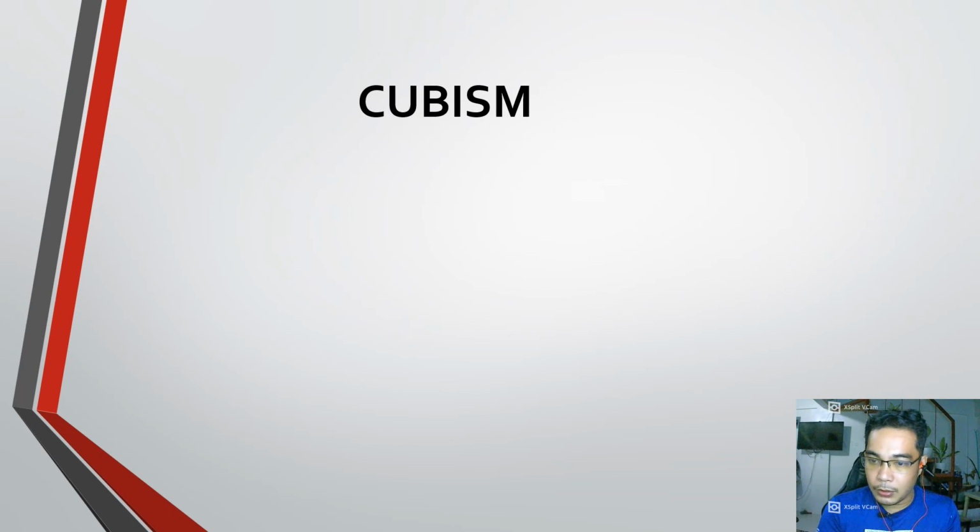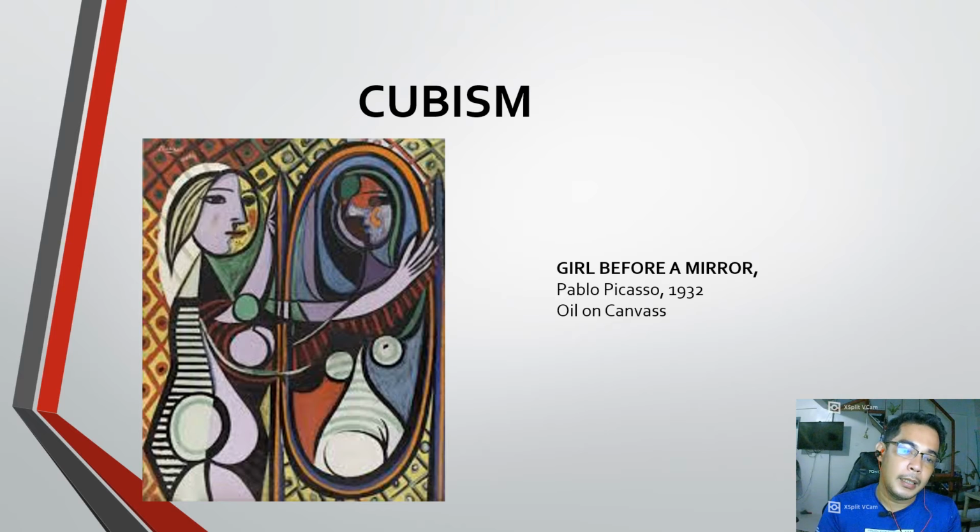So, I have here also another example. Okay? This one naman is Girl Before a Mirror. Okay? So, the same characteristic. They use shapes, planes, angles in creating the artwork. Okay? So, this is also by Pablo Picasso, a painting, oil on canvas. So, ito naman ay 1932. So, Pablo Picasso is known for this type of artwork. Okay? Cubism.